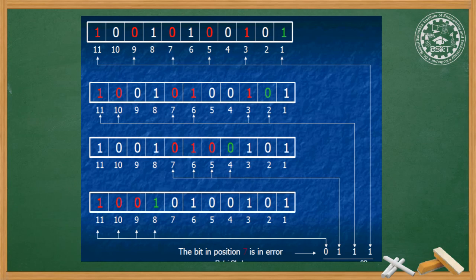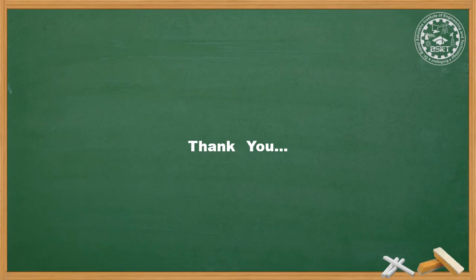So the receiver will check the redundancy bits and again calculate the redundancy bits. Here it will find that the bit in position 7 is in error. So it will come to know that there is an error in this bit and it can correct it. So in this way error detection and correction is performed.